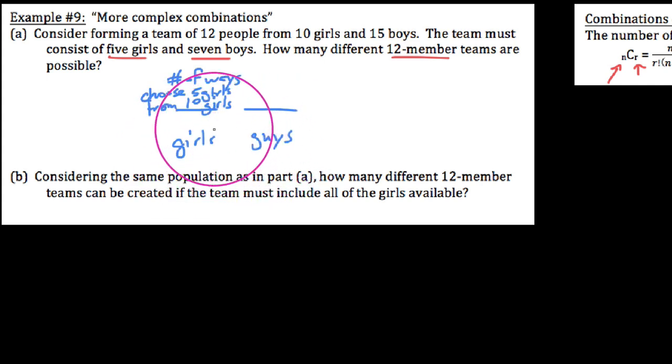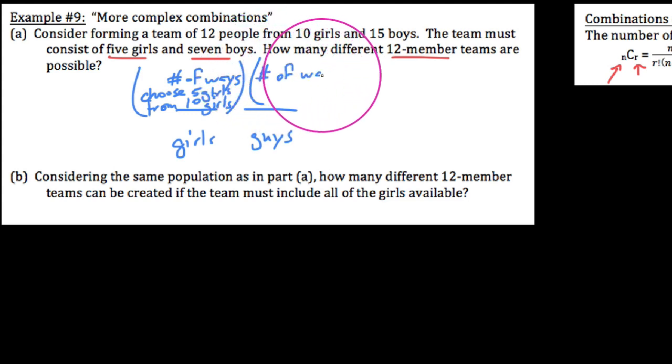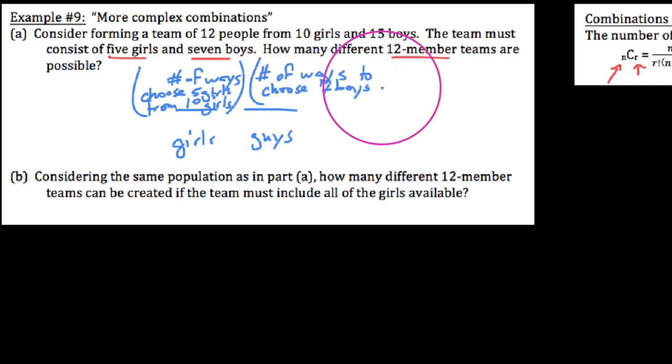Essentially, we're using our fundamental counting principle, where we could go find the number of ways of choosing 5 girls from 10 girls. And then we could go find the number of ways that we could choose, looks like we need 7 boys, so the number of ways to choose 7 boys from 15 boys. We'll find these individually and we'll multiply them together.